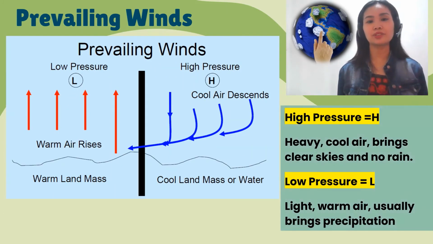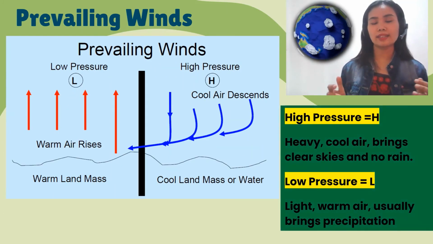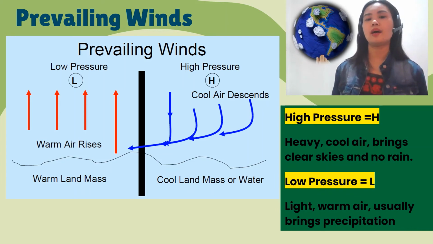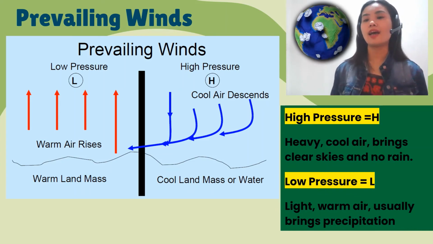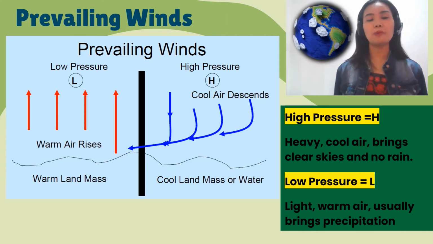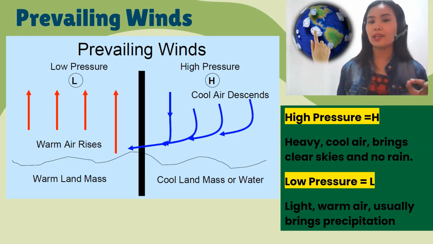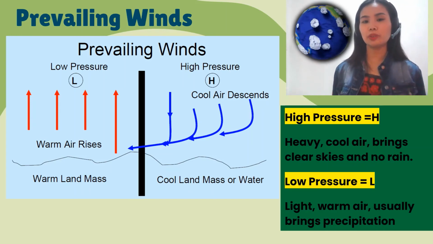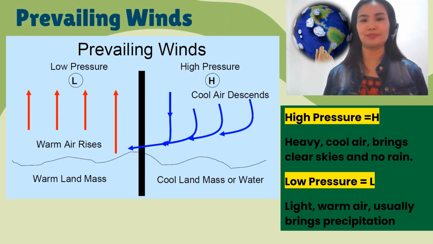High pressure or H, that is heavy, cool air, brings clear skies and no rain. Low pressure or L, light, warm air, usually brings precipitation.